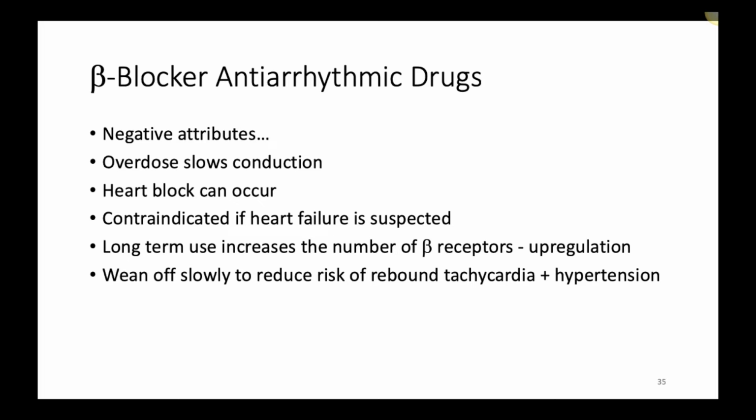Negative attributes, overdose slows conduction through the heart. Heart block can occur. They're contraindicated if heart failure is suspected. And long-term use increases the number of beta receptors which creates upregulation. So when we have continued use, the heart actually develops more beta-1 receptors, and therefore they become less affected by the same dose of medication.